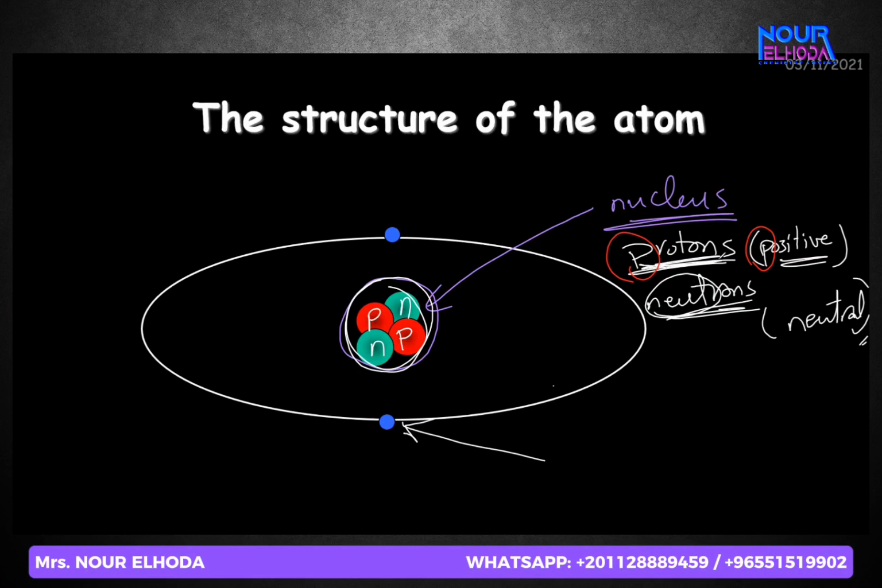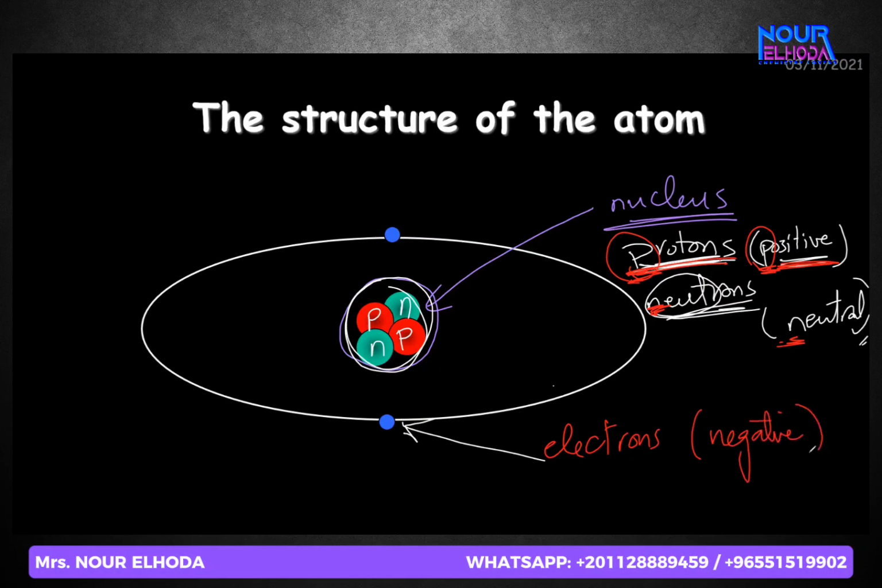Okay, if I'm going to talk about protons, they are always positive. Remember, protons are positive, and both start with P. Neutrons are always neutral. What do I mean by neutral? They have no charge. They are neither positive nor negative. They have a neutral charge. What about my electrons? My electrons are all the time negatively charged. Exactly.